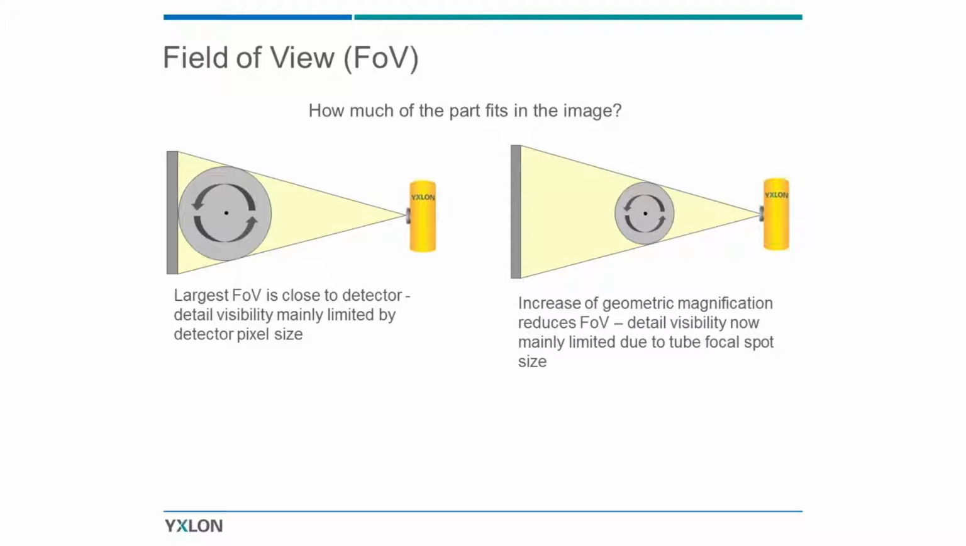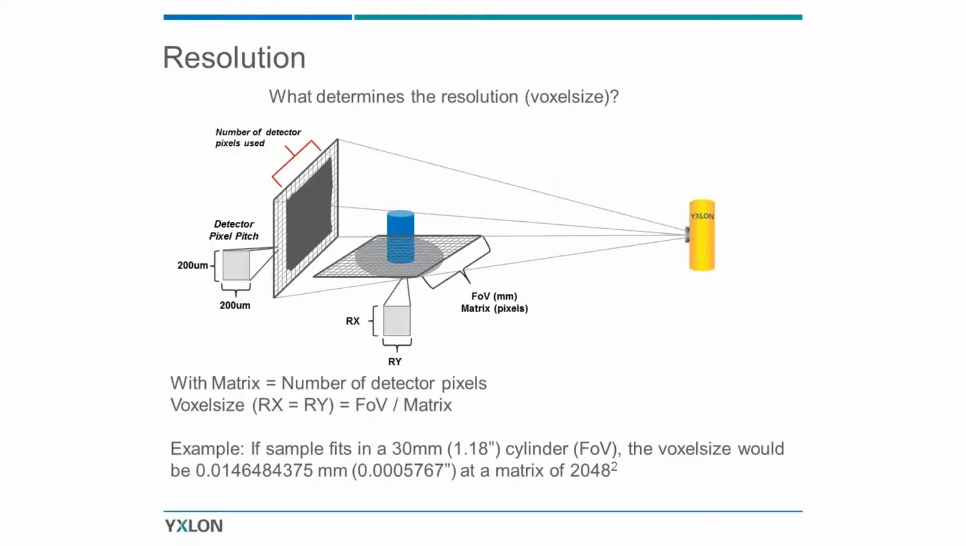So you can only scan smaller parts, or you only see a part of the whole sample, but you have a higher resolution. That comes to the subject's resolution. It is determined mainly by the number of detector pixels. You can see that on the left. So in this case, for example, you have 200 microns by 200 microns pixel size on the detector.